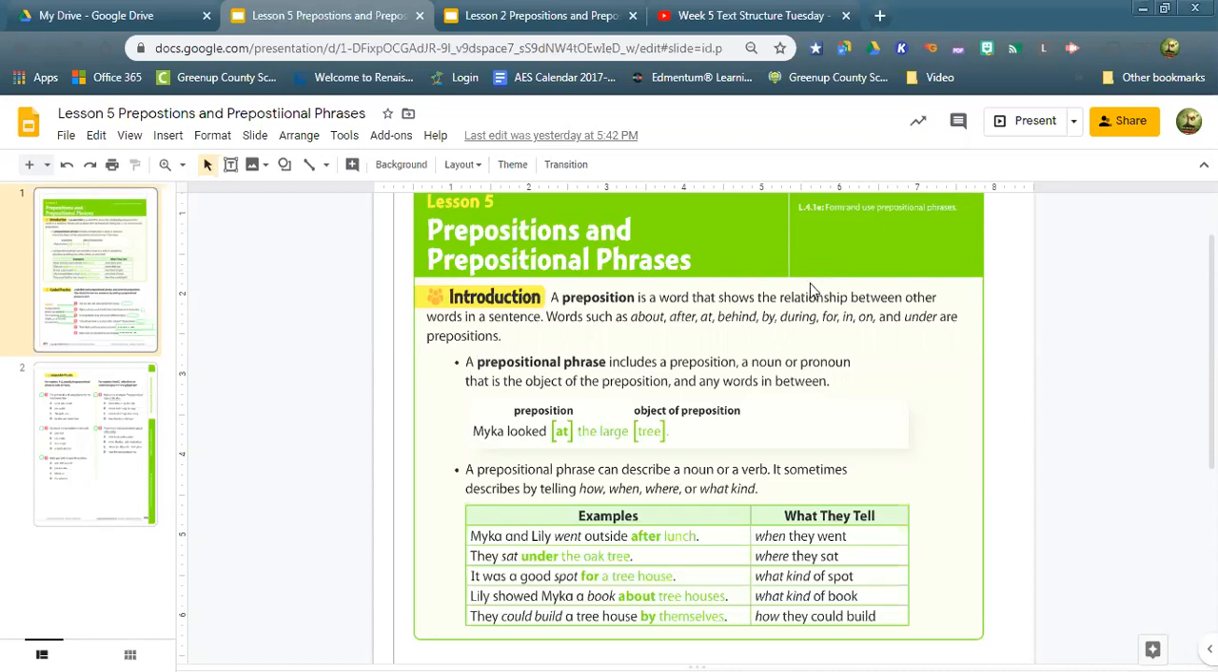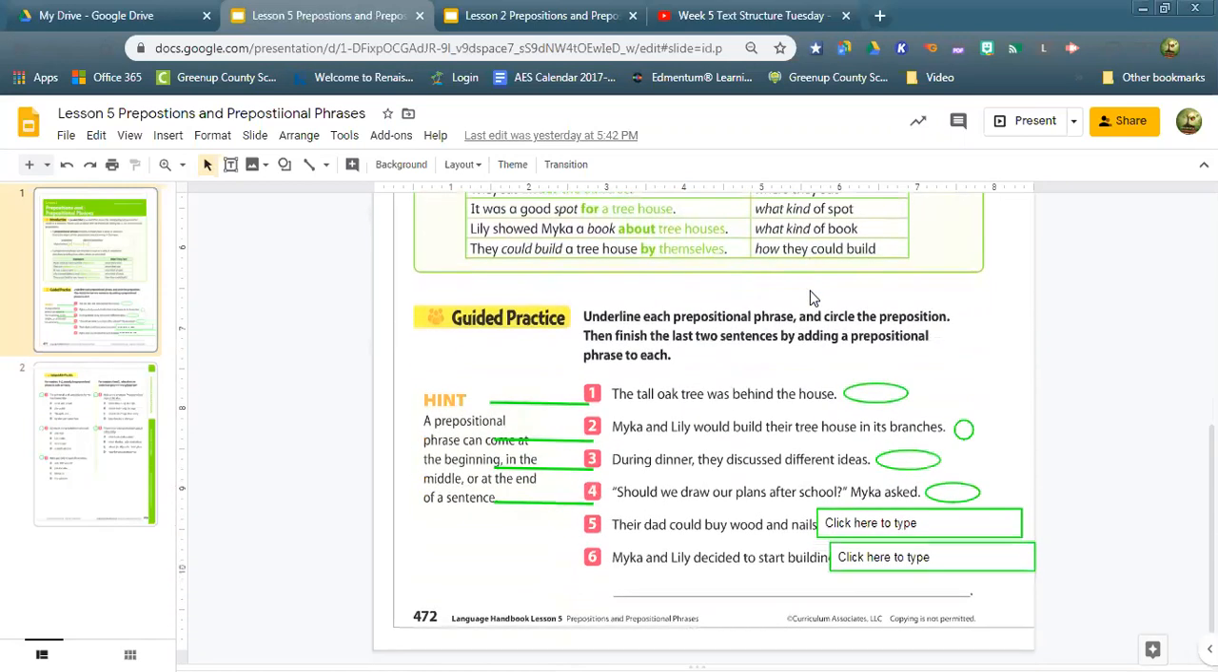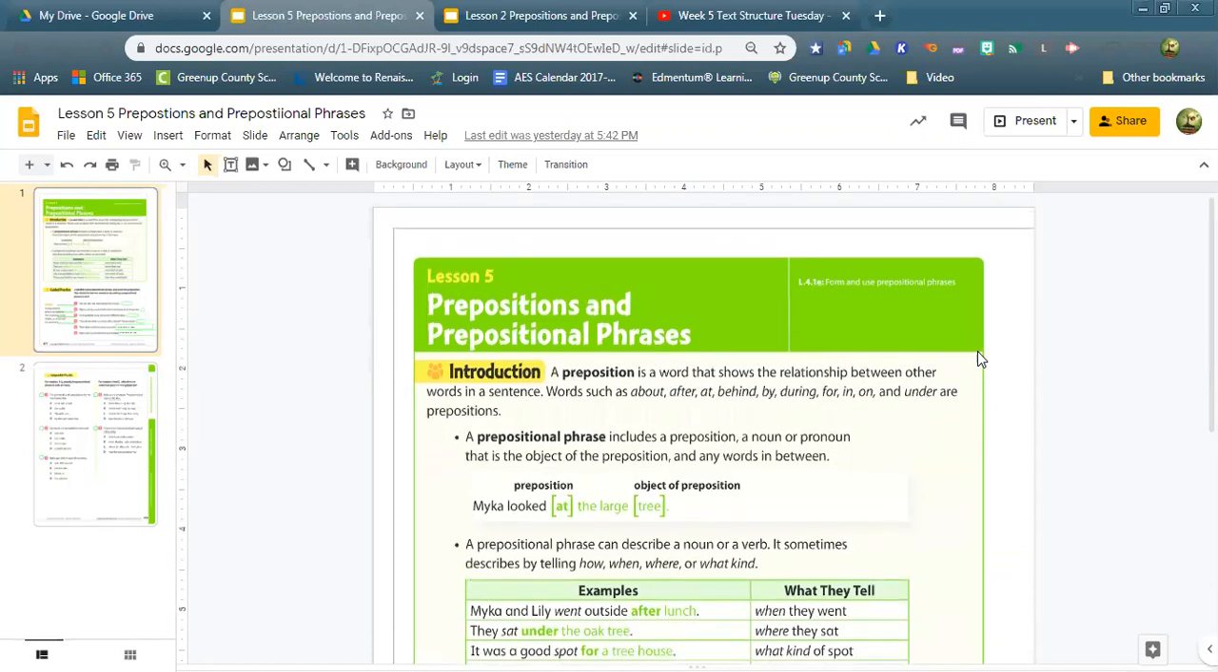This is your Google worksheet that we're going to start using a lot of. And as you see, you have some green interactive objects here. And I'll go over how to use those in a little bit. First, let's talk about prepositions and prepositional phrases.